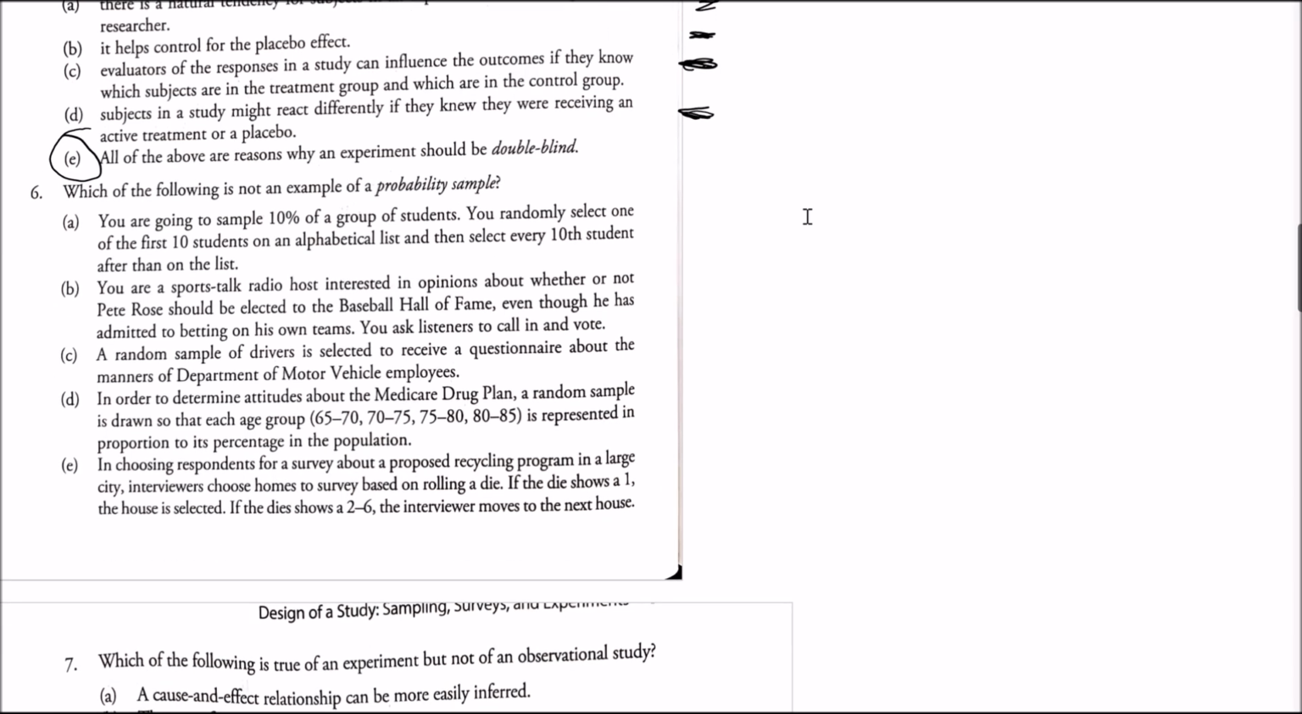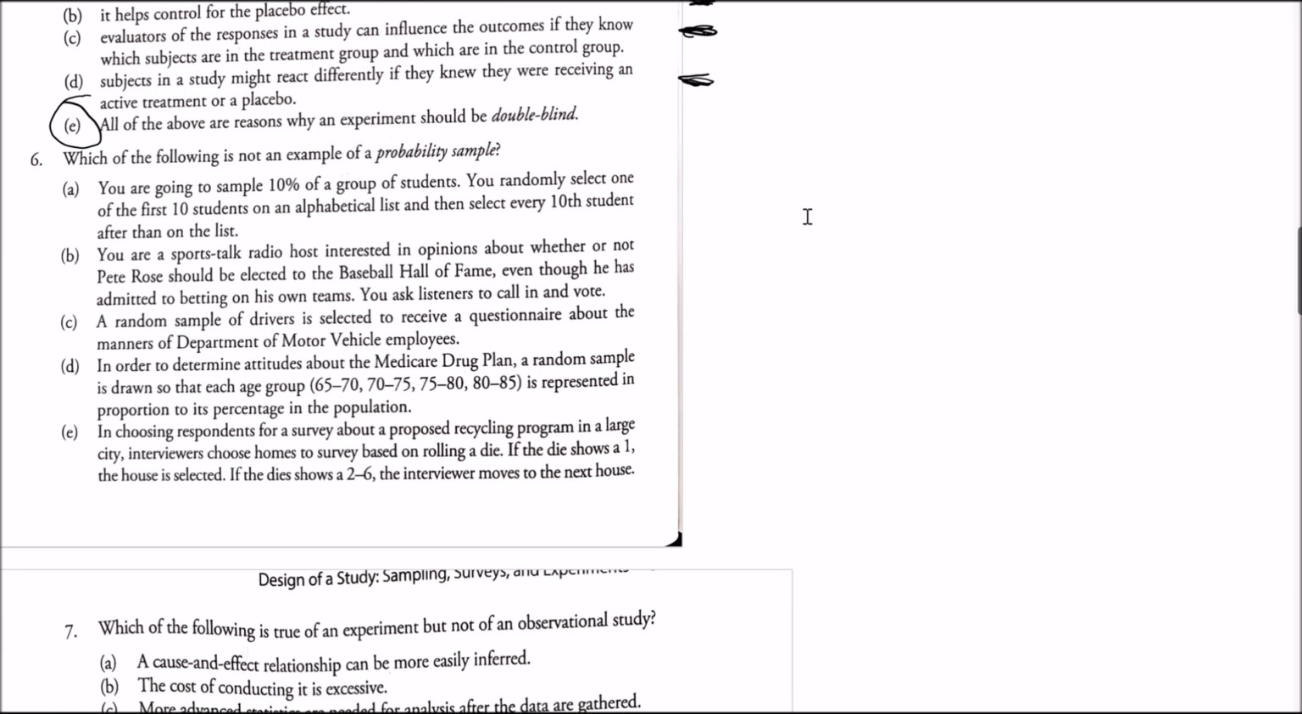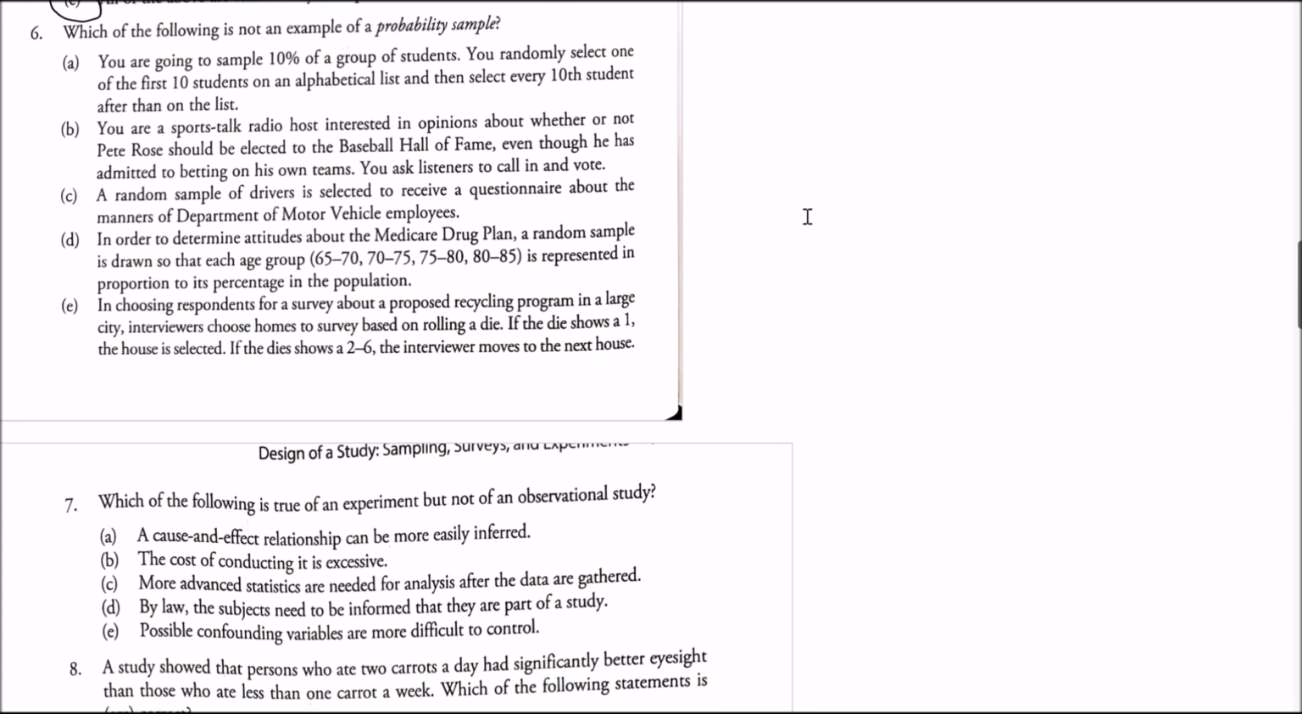Okay, so let's look at number 6. Which of the following is not an example of a probability sample? So again, we mentioned what a probability sample was. We gave you a few examples of that. A simple random sample, anything that has an element of some kind of randomness, where there's chance involved, is a probability sample. Something that does not involve chance is not a probability sample. So that's just to give you an idea.